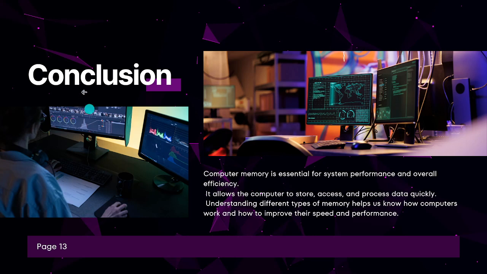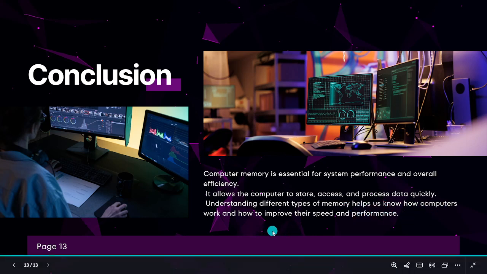And here we have the conclusion. The computer memory is essential for system performance and overall efficiency. It allows the computer to store, access, and process data quickly. Understanding different types of memory helps us know how computers work and how to improve their speed and performance.